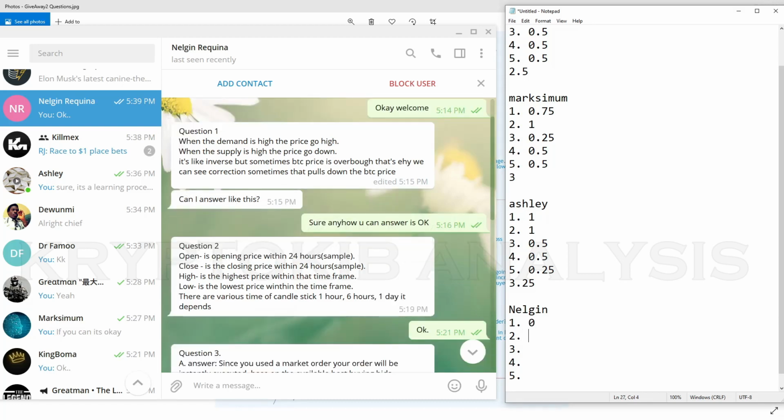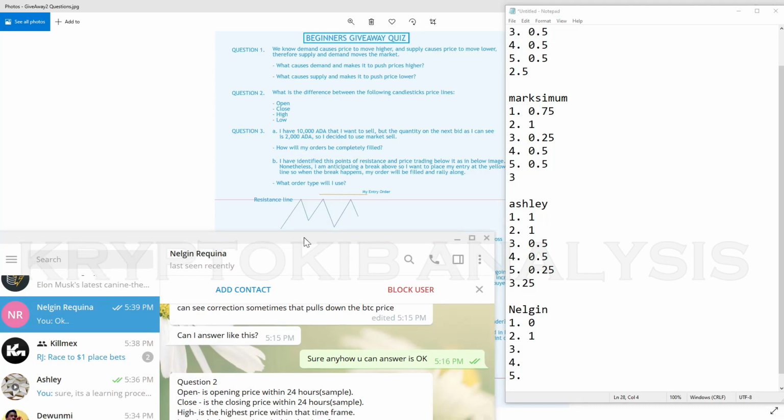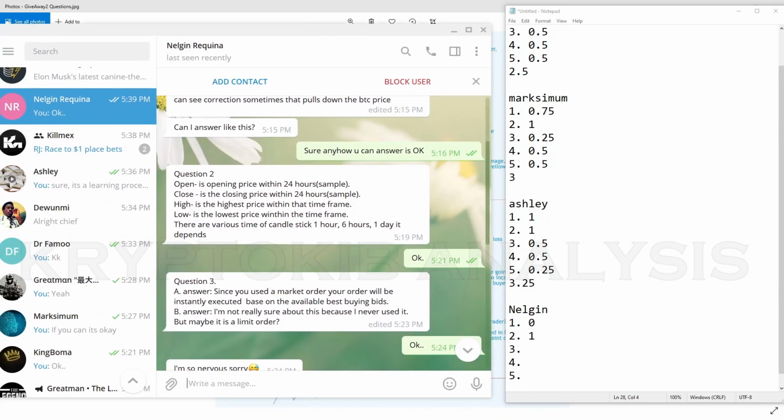Then question 2. Opening price within 24 hours. Closing price within 24 hours. Okay. Then this is the highest price. This is the lowest price. So that's correct. Then question 3. What is that question 3 again? Okay. Market selling then stop limit. A, answer, since you use a market order, your order will be instantly executed based on the available best buy. That's correct.